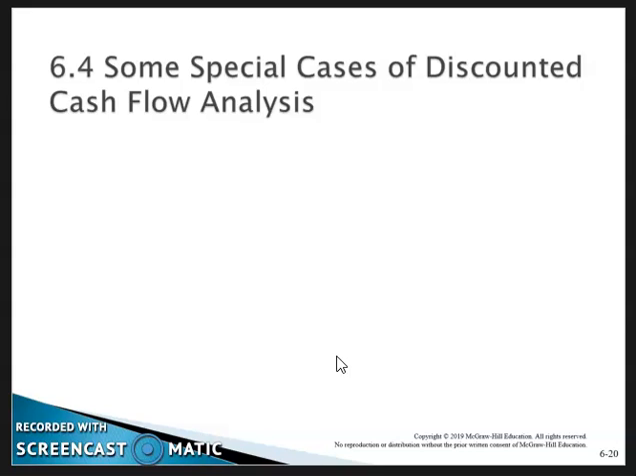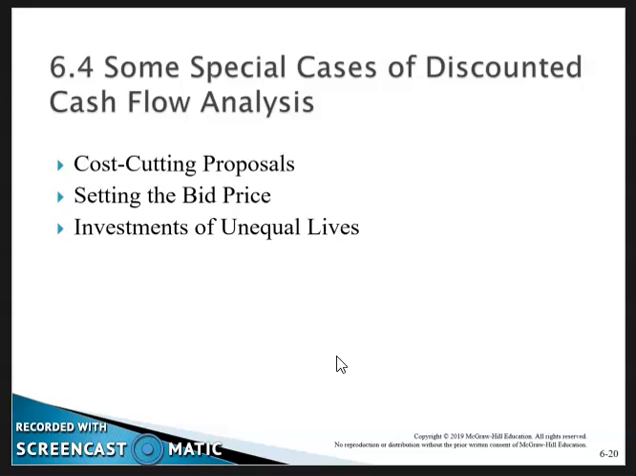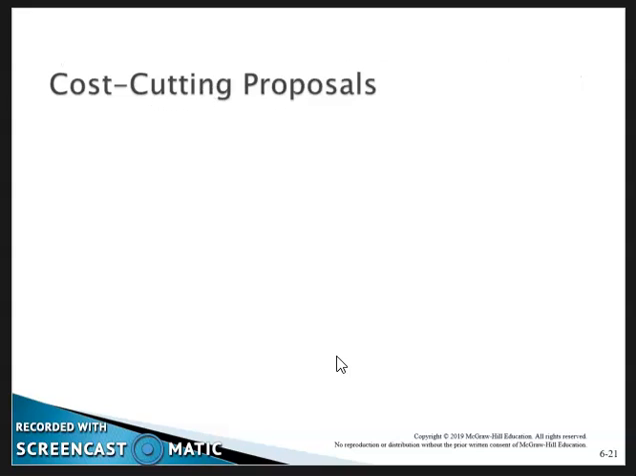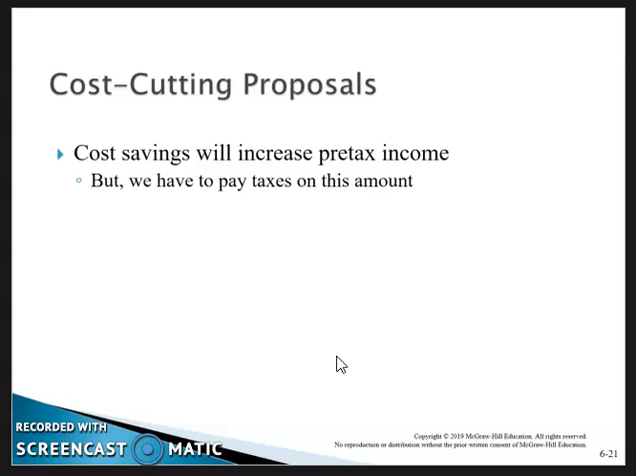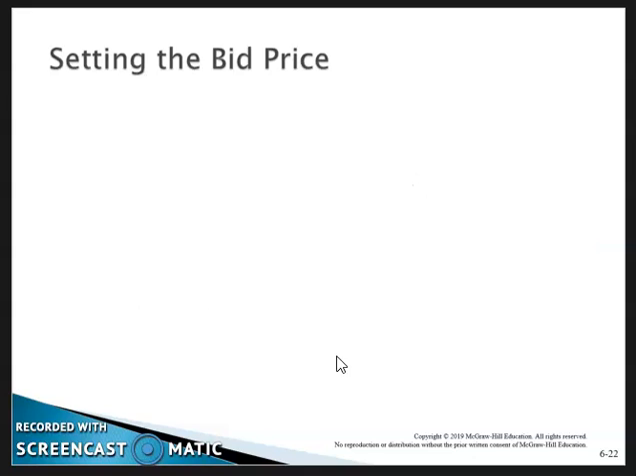So special cases of discounted cash flows: cost-cutting proposals, setting a bid price, investments of unequal lives. Cost-cutting proposals: cost savings increase pre-tax income. So we have to pay taxes on that amount, so we have to recognize that. But depreciation reduces your tax liability. Does the present value of the cash flow associated with the cost savings exceed the cost? So is it worthwhile? If yes, then proceed.